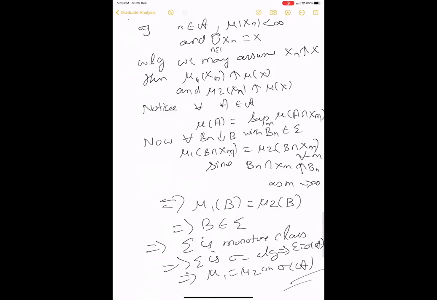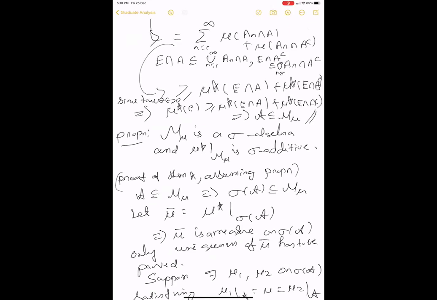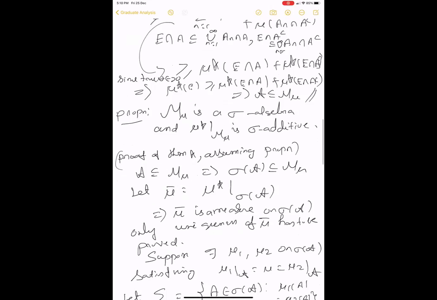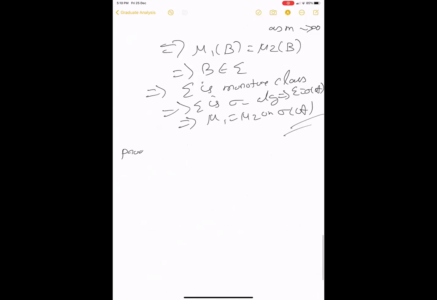So now let us go back to the proposition. We want to prove that mu is a sigma algebra, and then mu star restricted to mu is a measure. Maybe I will write it again. So now the proof of the proposition. Proof that mu is a sigma algebra and mu star restricted to this mu is a measure. That means it's sigma additive. That's what it means.